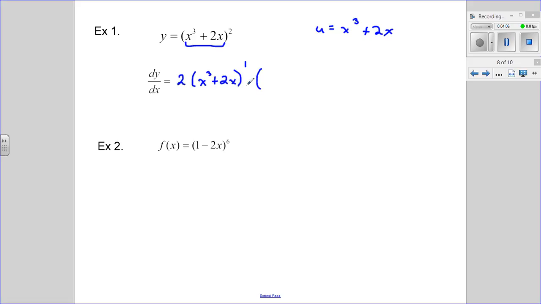However, we'll then multiply by the derivative of the inside function, which is going to be our u prime. So 3x squared plus 2, and that's what we'll wind up multiplying by. All right, and we have the derivative right now. Of course, we could expand this and simplify it a bit, but at this point, this is your derivative.